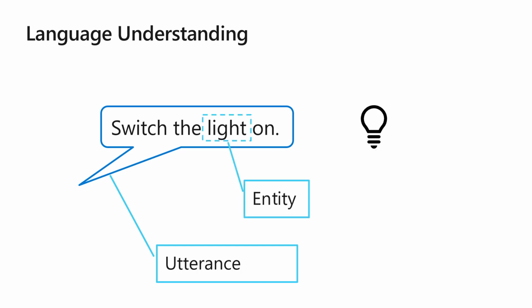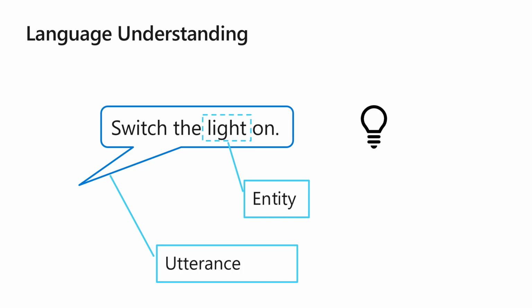Now, entities are specific items that are referenced in an utterance. So for example, our language model here might be for home automation, and it might recognize household devices such as light or fan or something like that. And in this case, the entity in the utterance is a light.